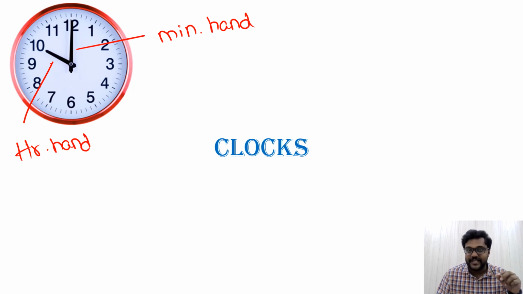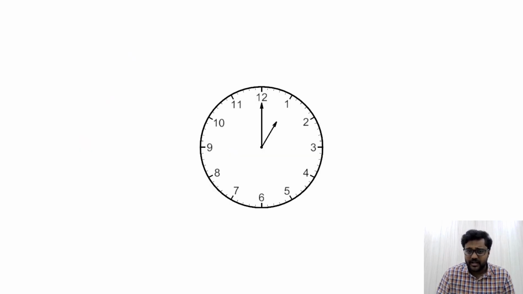When the hands coincide, we should consider the minute hand and hour hand coinciding. We'll see the different concepts in the next slide. The second hand we are not considering, only the minute hand and hour hand. Here also you can observe, I mentioned only the minute hand and hour hand. The longer one is the minute hand, and the shorter one is nothing but the hour hand.